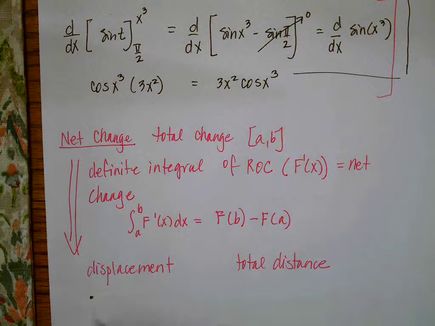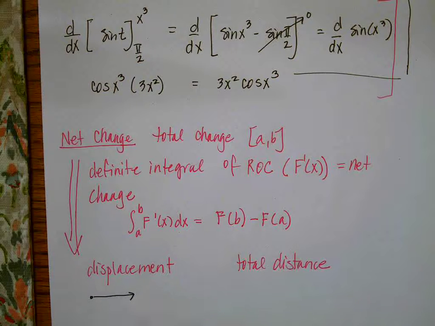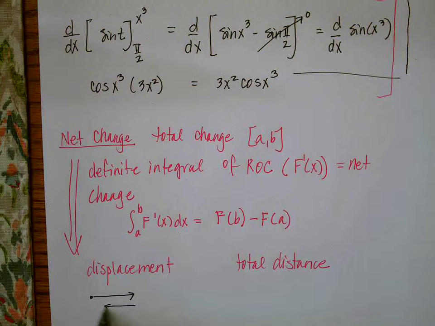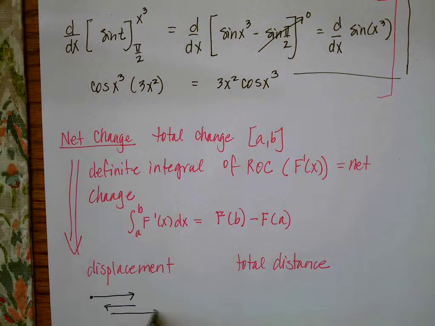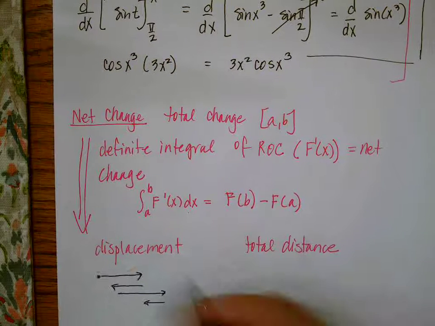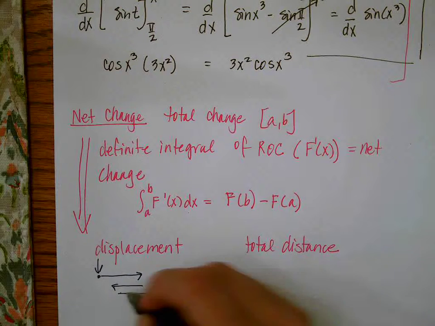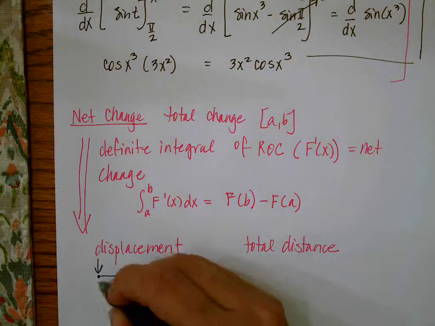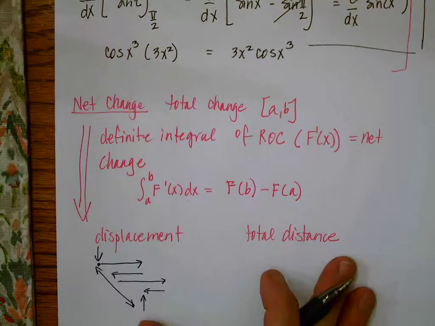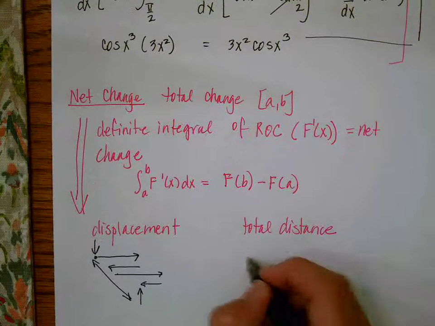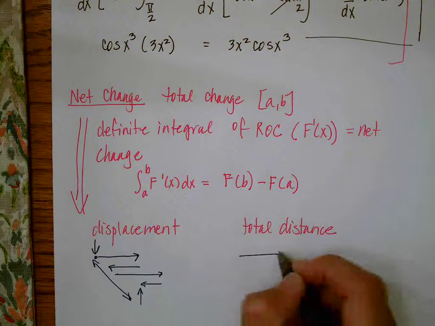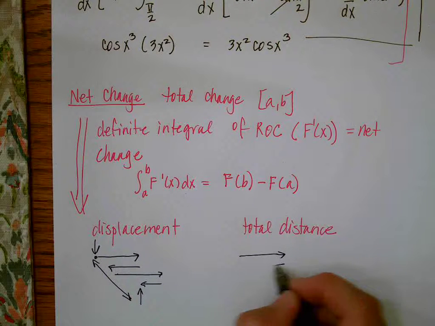So here's what I like to do when we talk about displacement. Let's say I start walking, and I walk this way, and then I go back this way, and then I go over here, and then I come back. Displacement would be from where I started to where I end, and it would be the distance between these two, except it would be a horizontal distance. Total distance, on the other hand, would be the sum.